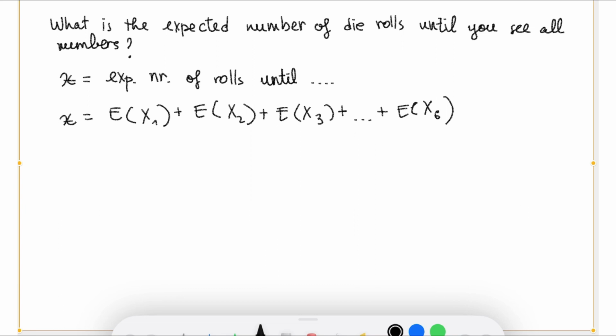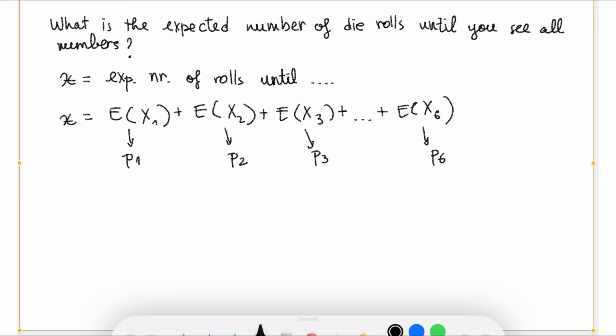And each of these expected values will have a different probability of success. Let's say the first one has a probability of success P1, the second one has a probability of success P2, and so on until P6.